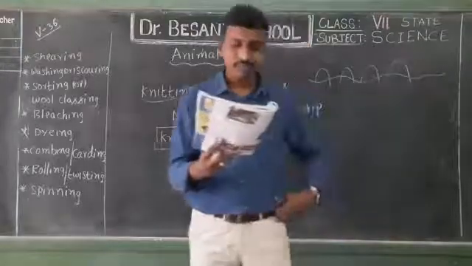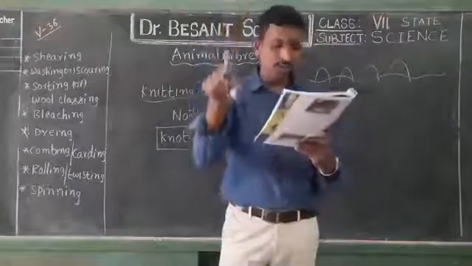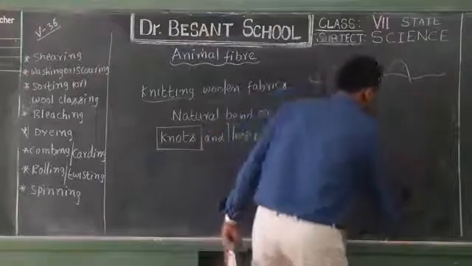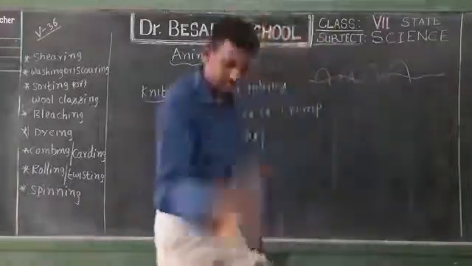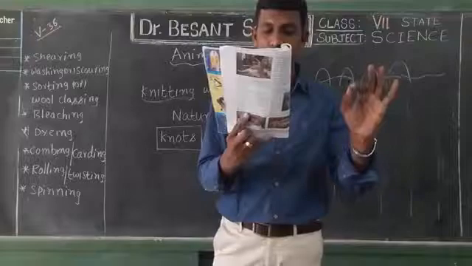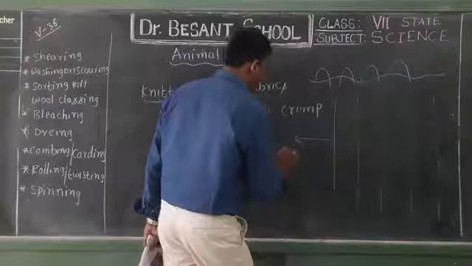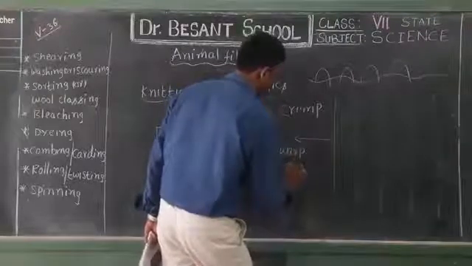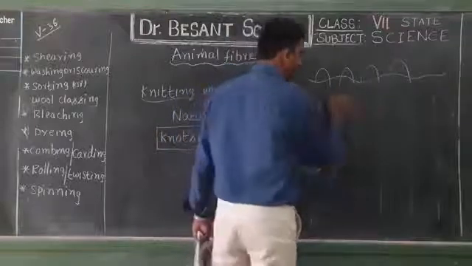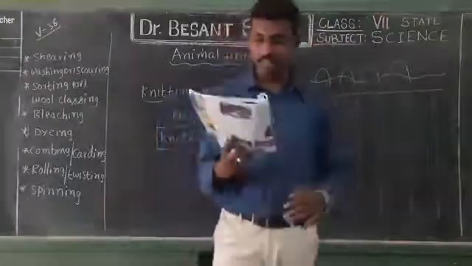Right? Now, woolen threads are stretched from top of the loom to the bottom. You can see in this figure. These are called warp threads. Which ones? The vertical ones, which are stretched from top of the loom to the bottom of the loom. These are called warp threads.